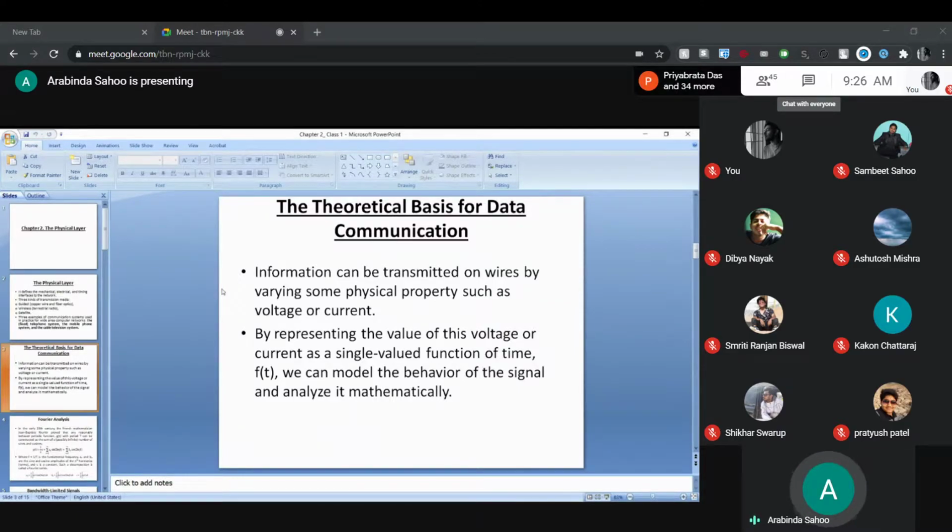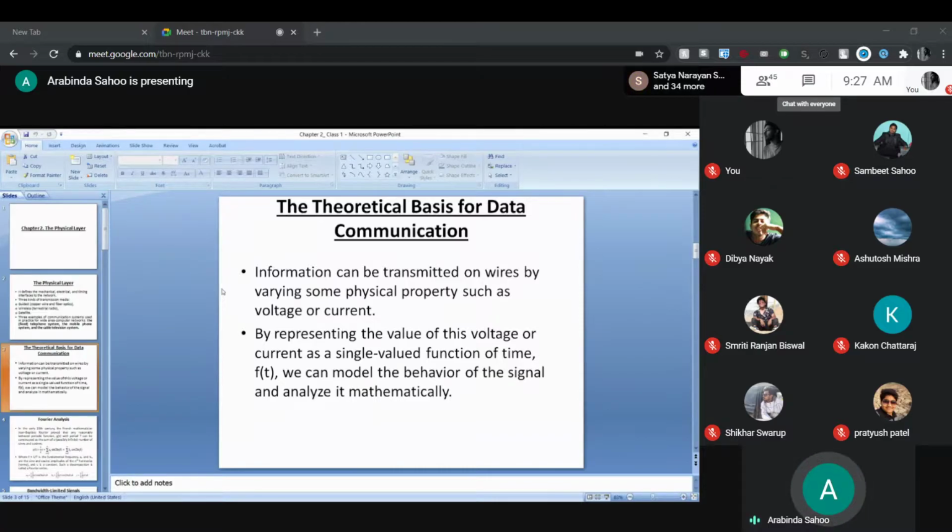Suppose the capacity of a transmission medium is that it can withstand up to 5 volt. If you transmit a signal having an amplitude of 10 volt, finally what will happen? The wire may burn. So these are the importance of mathematical analysis of the signal.